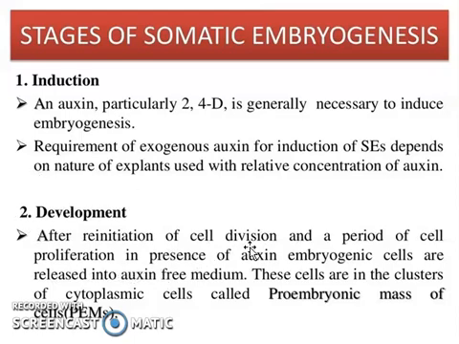After reinitiation of cell division and a period of cell proliferation in the presence of auxin, embryonic cells are released into auxin-free media. These cells are in the cluster of cytoplasmic cells called the pre-embryonic mass of cells.